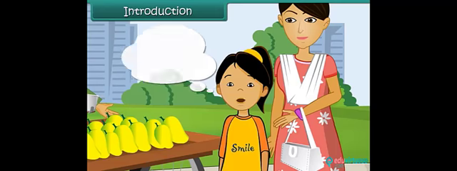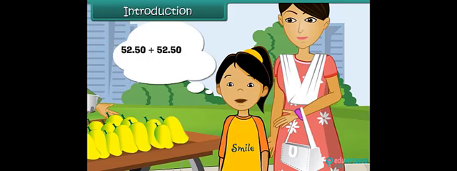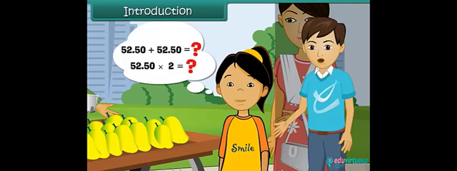Sure, Mama. It's 52.50 plus 52.50. Oh, I can also find out by multiplying 52.50 by 2. But how shall I add or multiply these numbers? These are decimal numbers. Friends, can you help Sonia in finding the total amount? Come, let us seek the answers of such questions in the module Decimals.